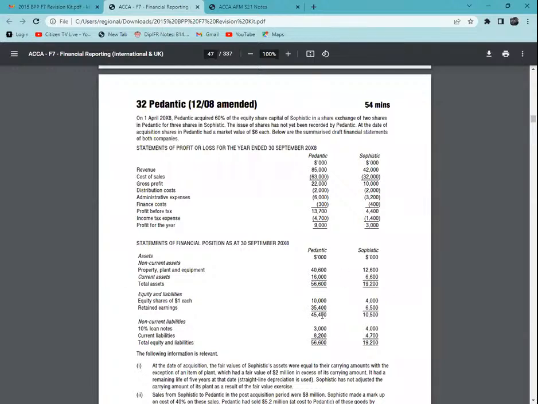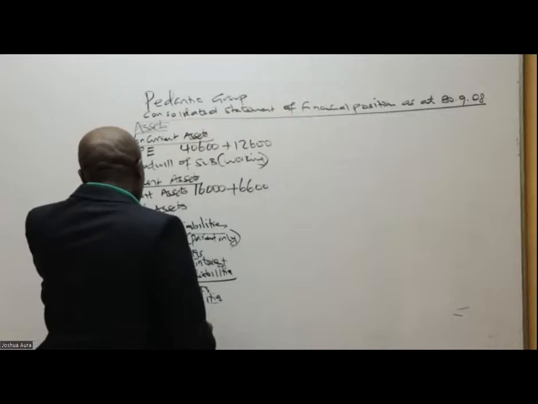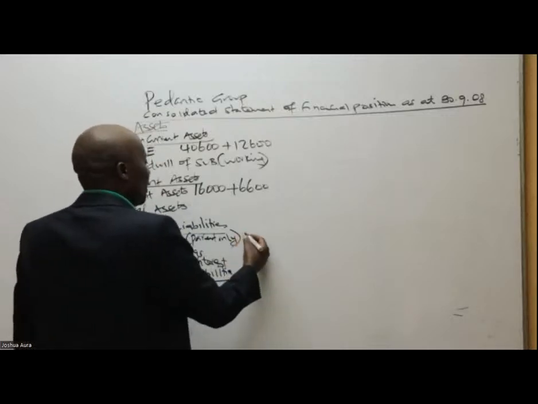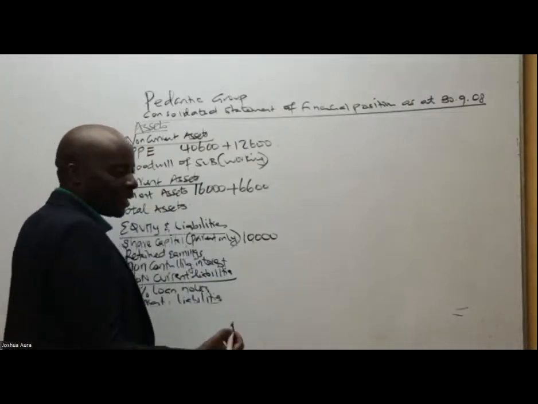So parent only share capital. There is a figure of 10,000 of the parent, and then we have 4,000 of the subsidiary. For the share capital we always pick the one of the parent only. So we said it is 10,000 like that.